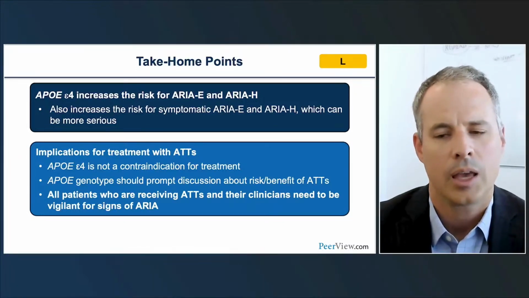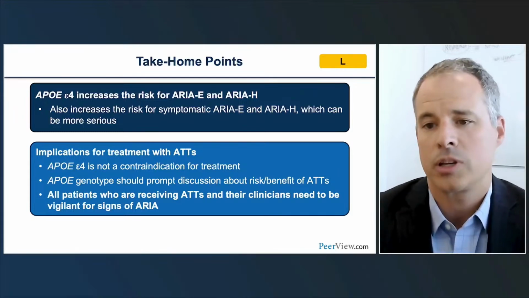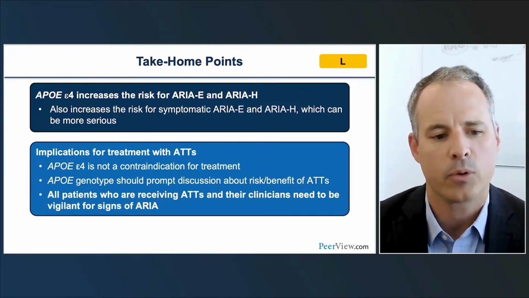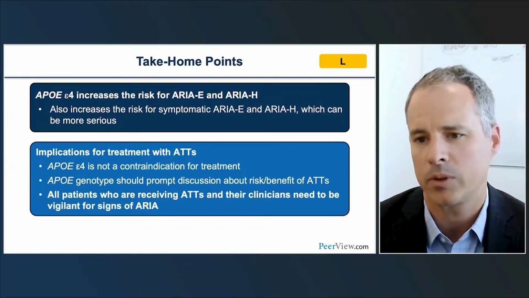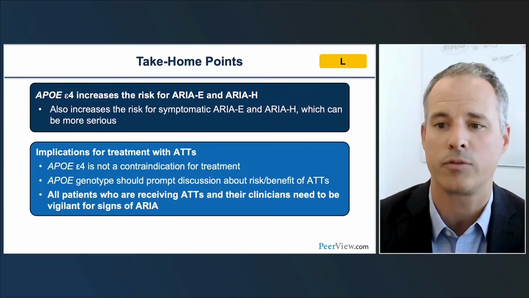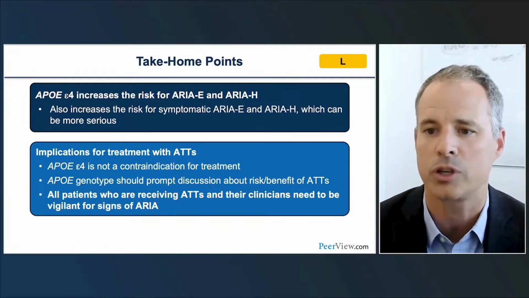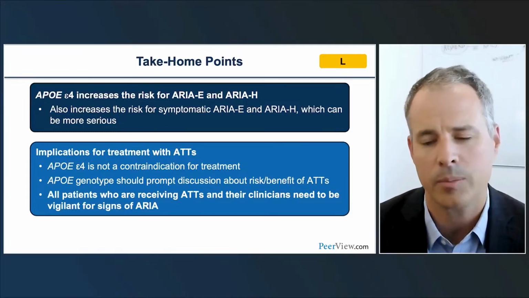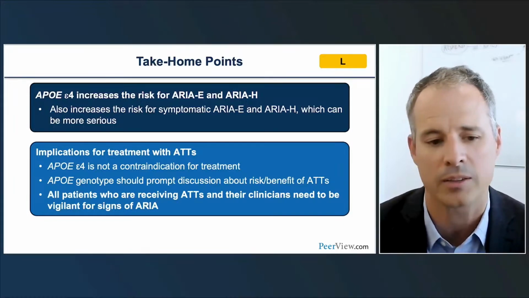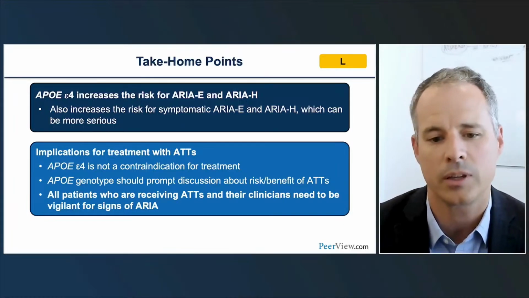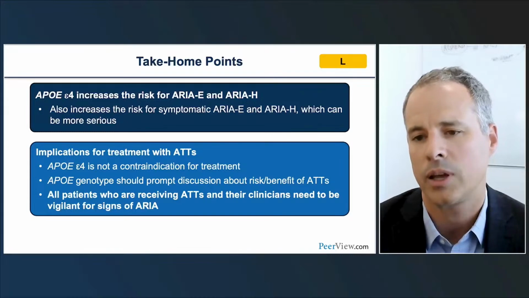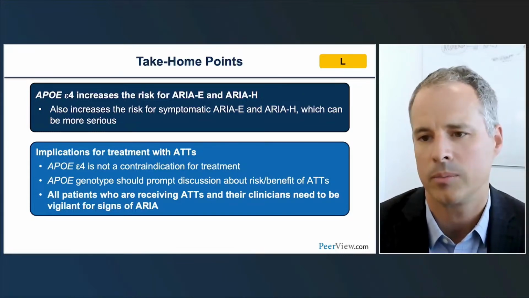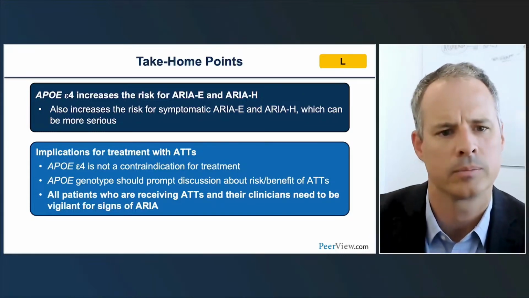The implications for treatment with ATTs: ApoE4 carriers are not contraindicated from treatment. The ApoE4 genotype should prompt discussion about risk and benefits. And in fact, it's difficult to have a full risk benefit discussion and have real shared decision making without ApoE4 genotyping information. And patients, regardless of their ApoE status, if they are getting these drugs, they need to be vigilant for signs and symptoms that might indicate ARIA.